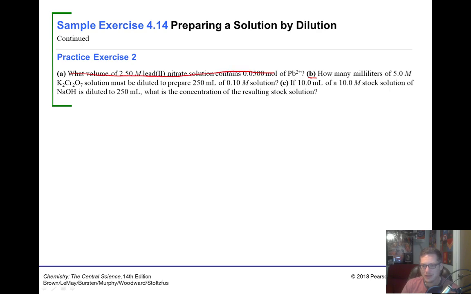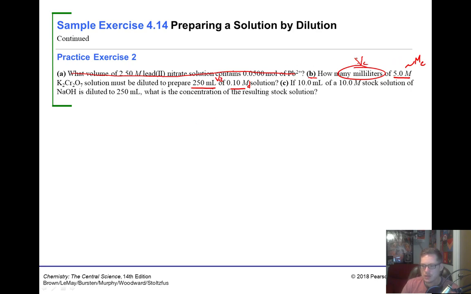How many milliliters of 5.0 molar potassium chromate solution must be diluted to prepare 250 milliliters of a 0.1 molar solution? So this is the molarity of our concentrated, and we know that because it's 5.0, and the other concentration they give us is 0.1. So this is going to be our MC, this is going to be our MD. We're making 250 milliliters of this, so that is our VD, and the unknown is our VC.